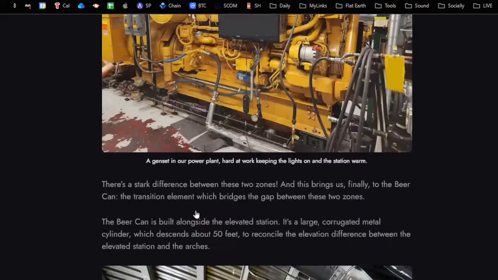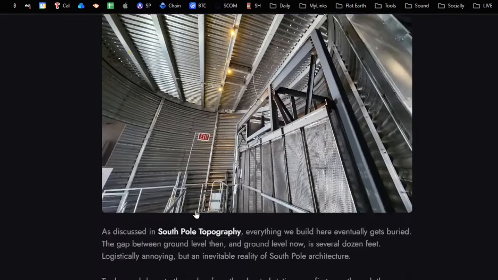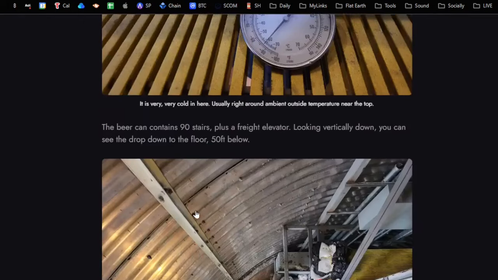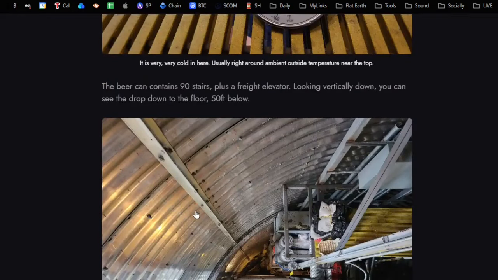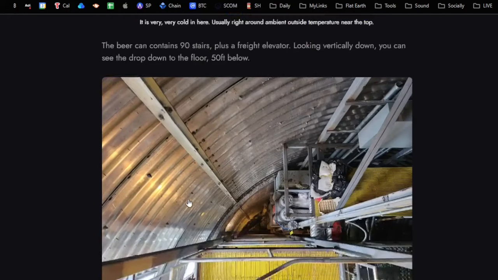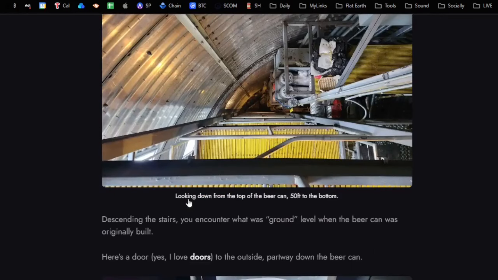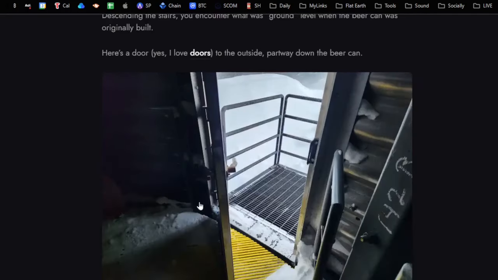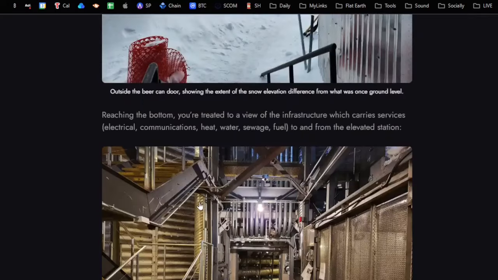Here's some storage pipes. Here's the generator. Here's a building. Here's the ground floor. Here's the temperature. And then this is looking from the top of the stairwell down to the ground. Okay. It says, descending the stairs, you'll encounter what was ground level from when the beer can was originally built. Here is a door. You open the door. Okay, great. It just shows outside.